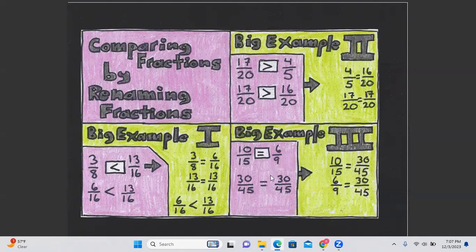We can use the least common multiple method to help us rename the fractions to see which one is greater than or equal to. You're probably asking, well, isn't cross multiplication easier? Yes, it is. I agree with you. But what if your fractions are large numbers? If you cross multiply large numbers, then you get large results. It's okay to do that. But there's another way to determine which fraction is greater than the other when you're comparing fractions, and that is the renaming fractions method.